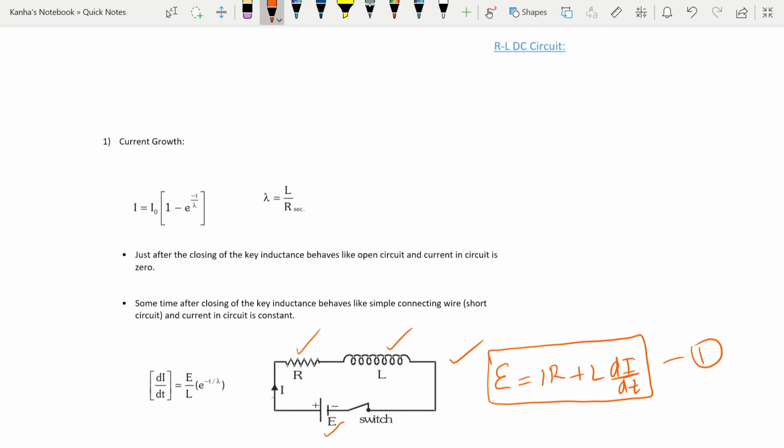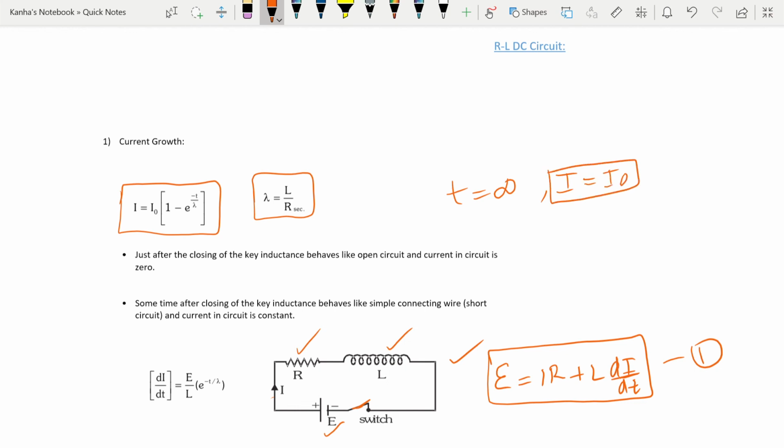First of all, I look at the current at an instant. When I close this key here, the current in the circuit increases exponentially with respect to time, which is given by this formula where lambda is equal to L by R. At t is equal to 0, we have I is equal to 0. At t is equal to infinity, we have I is equal to its maximum value I naught. So you should make a note of this.